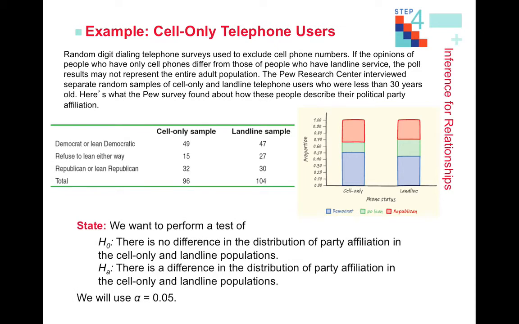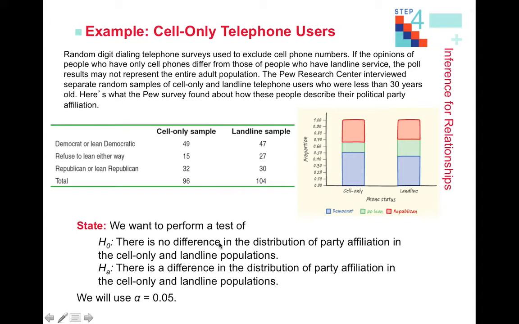So let's look through this example right here with the cell phones and the landlines. They just wanted to know if their political preference was different based on if they have a cell phone only or if they had a landline. Looking at the graph here, it doesn't look like they're going to be that different, but the null again, we just would write this out.